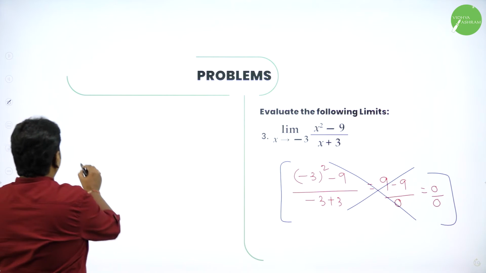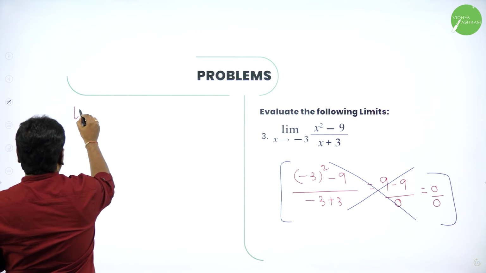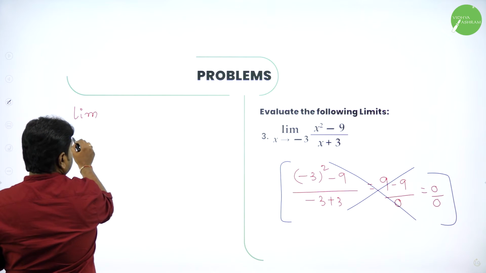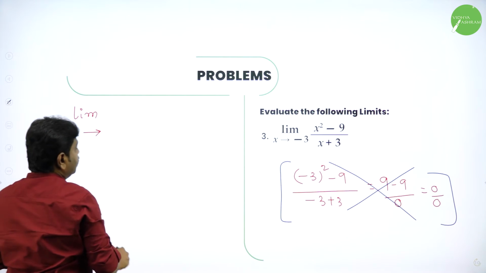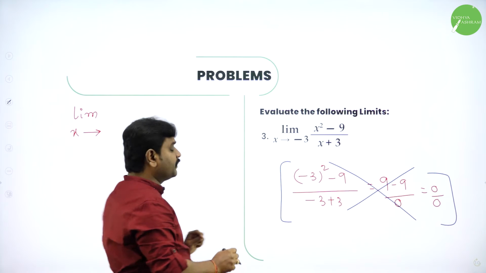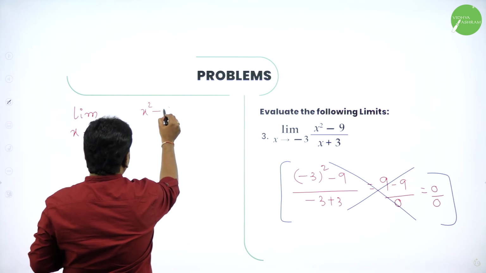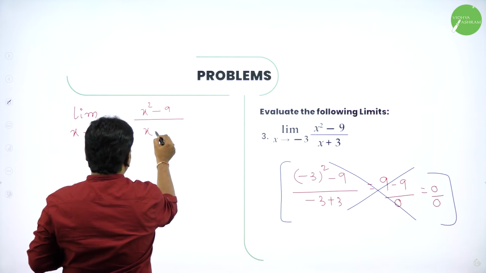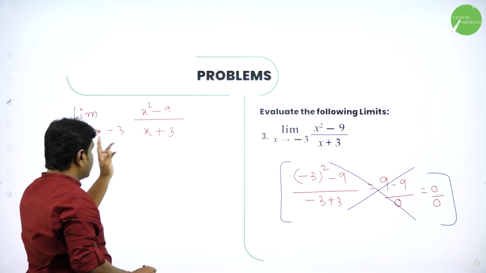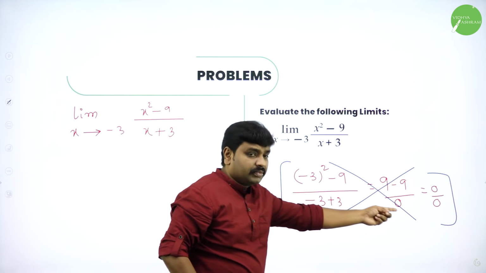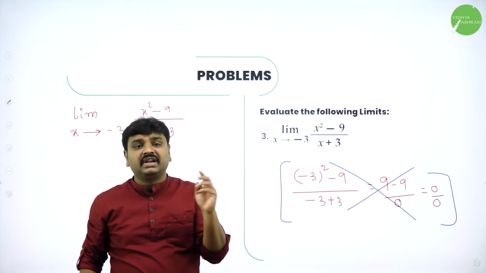So before applying the limit, I will take the problem as it is. What is the problem? Limit x is tending to what? Minus 3. I will take it as it is, and they gave x square minus 9 divided by x plus 3. Now if I put minus 3 in the place of x, what am I getting? 0 by 0. So don't apply the limit directly.